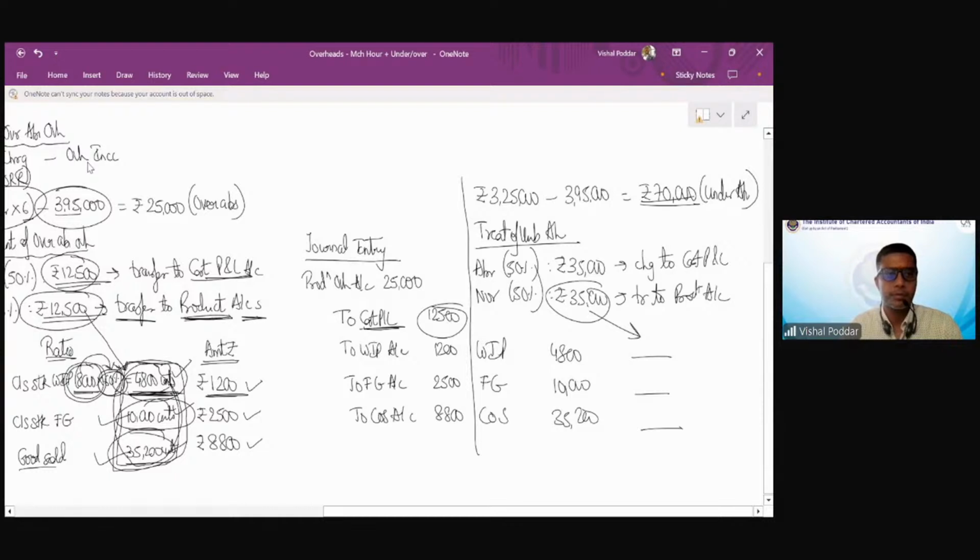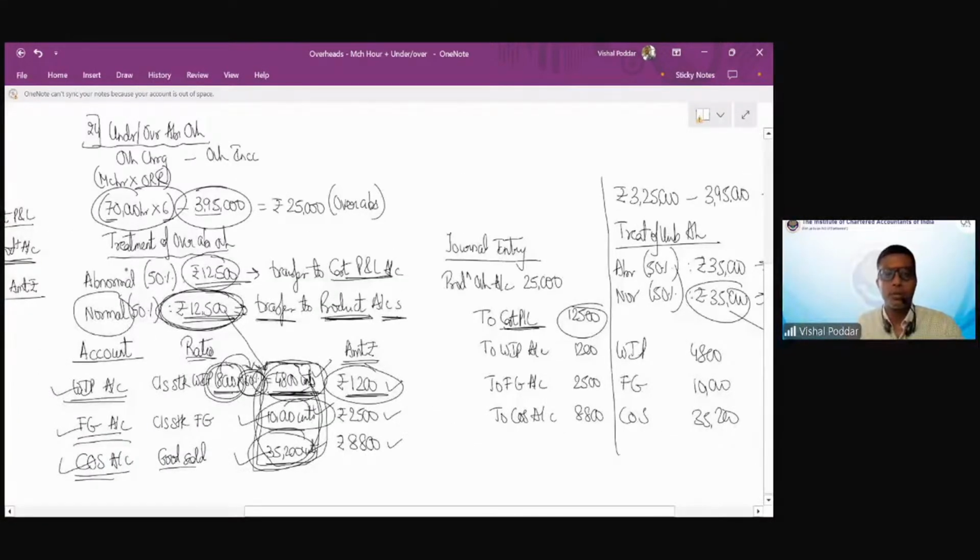Sir, next, that rupees 1,200, I didn't get how that is. But a ratio na, now you have 12,500, the normal portion, correct? You divide this 12,500 in the ratio of 4,800, 10,000, 35,200. I calculated the ratio na? So you divide this 12,500 in this ratio of 4,800, 10,000 and 35,200, you'll get these figures. Okay, sir. Thank you, Bhavna.